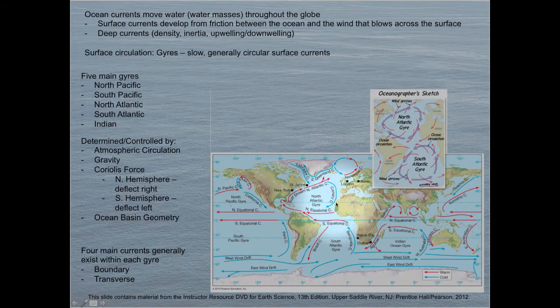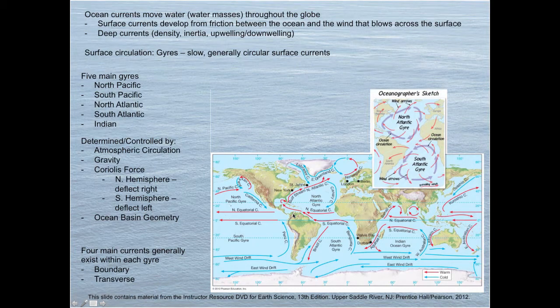The eastern boundary current would be over here, the Canary Current. In the South Atlantic Gyre, the western boundary current is the Brazil Current. It's moving down. And the eastern boundary current is the Benguela Current. Then there are transverse currents, and transverse currents move left to right, or across the globe in latitudinal bands. The South Equatorial Current or undercurrent, the West Wind Drift, and so on and so forth.